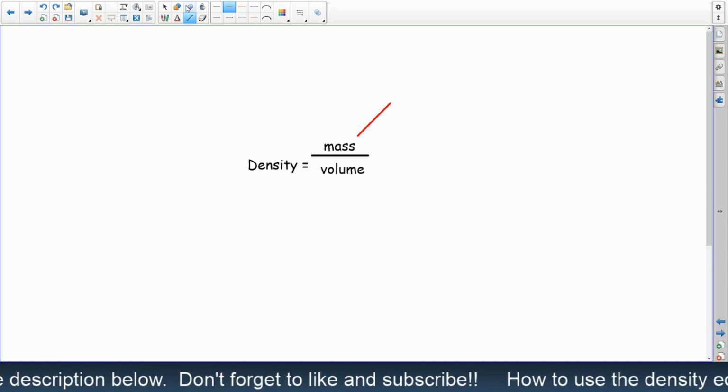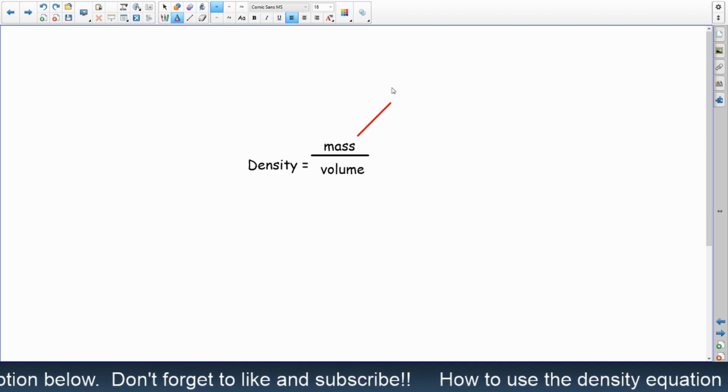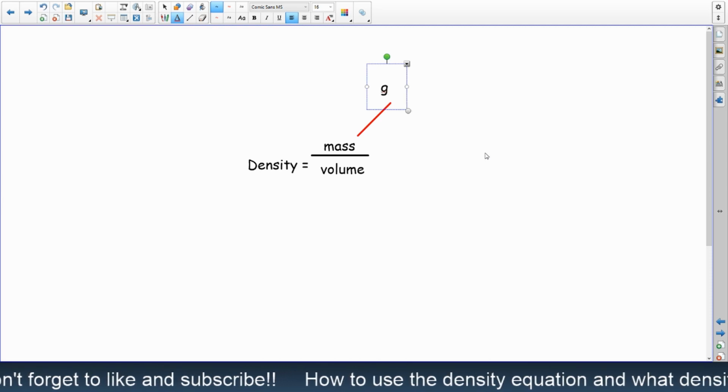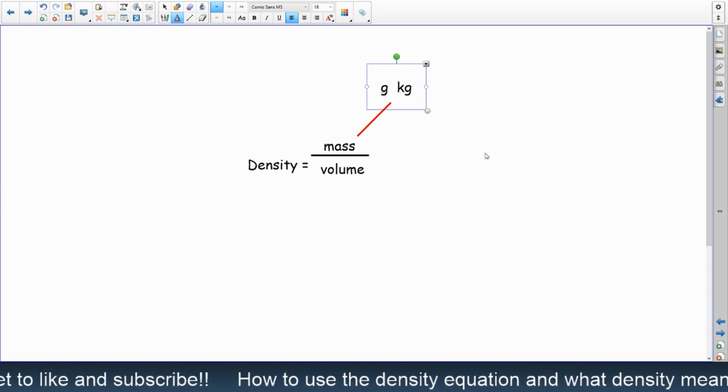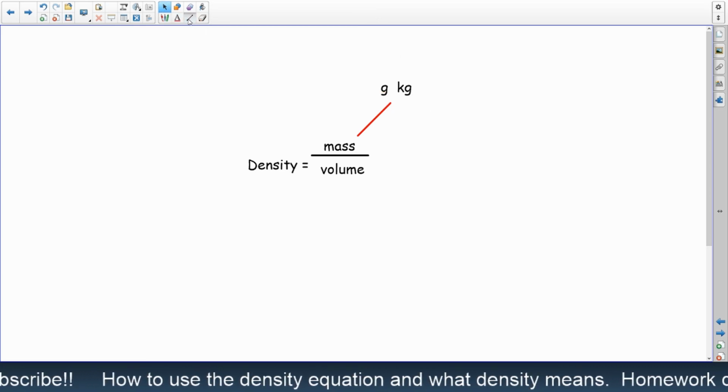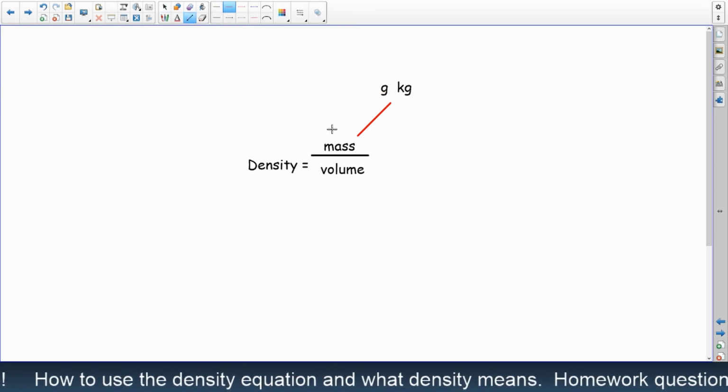First of all, mass is measured in different units. For very small masses, we'll measure mass in grams. For larger masses, we'll measure it in kilograms. We rarely use tons or pounds or anything along those lines. These are our two units here.